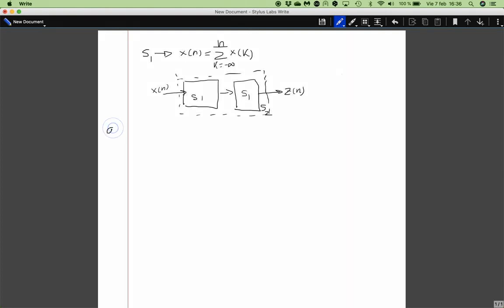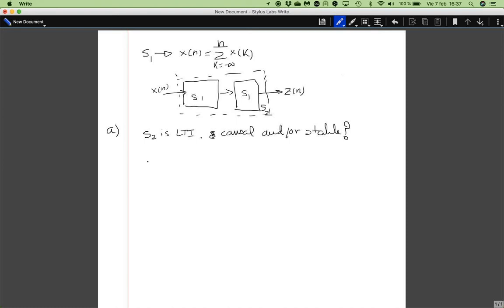So in the first part of the problem, they ask us to demonstrate that S2 is LTI, and then they ask us to see if it is causal and/or stable. Okay, so let's go ahead.